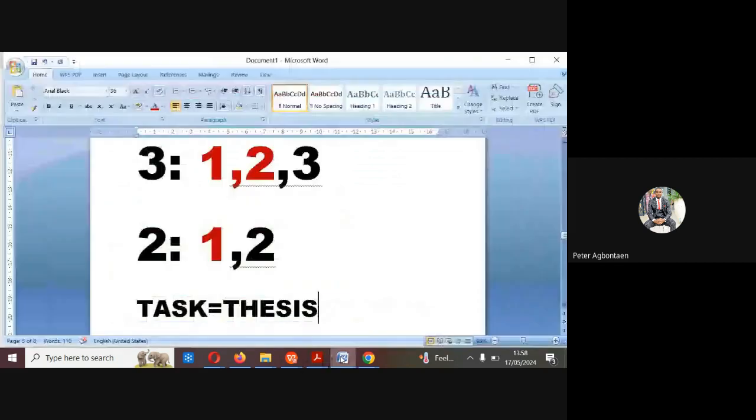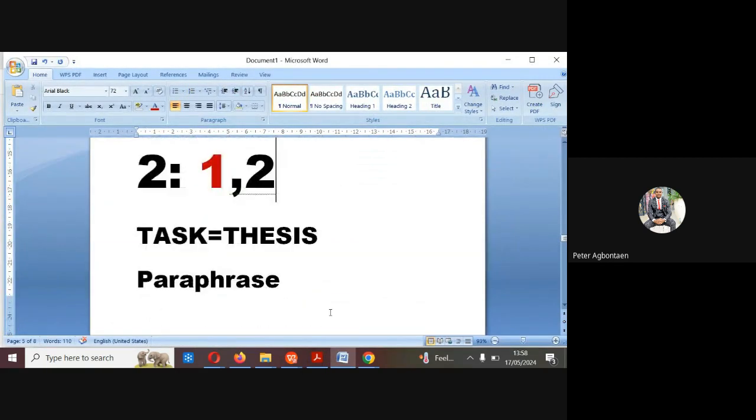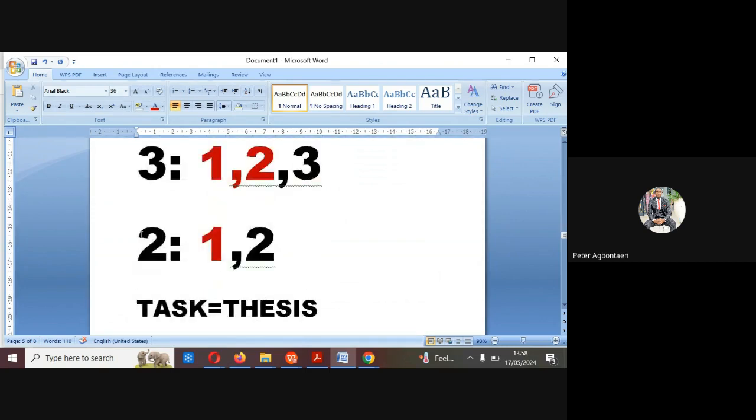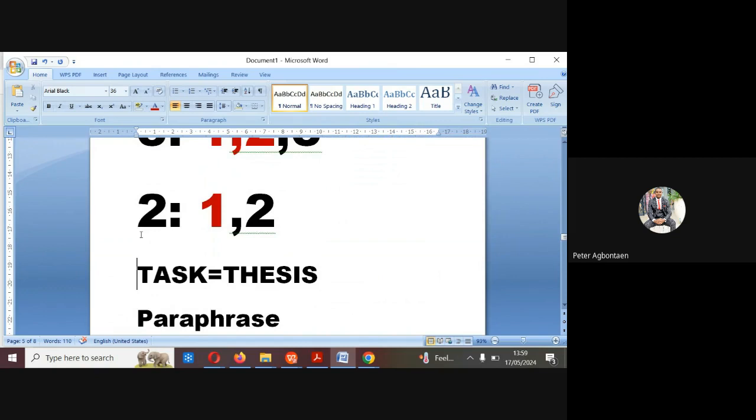Now let me tell you how that is done. That last sentence is called the task, and the task will always ask you to do something. So what you just have to do is, whatever the task has asked you to do, you tell them you want to do it. In the last sentence, which is called the task, they will tell you to do something. You just have to tell them that whatever it is they have asked you to do, you want to do it. That will become your thesis statement.